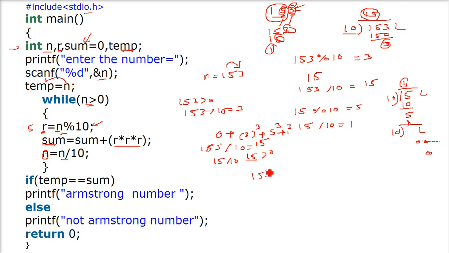And as you remember, we have already stored this temp previously. So this temp was already having 153. This sum was already 153. You check it and they are equal. This is an Armstrong number.